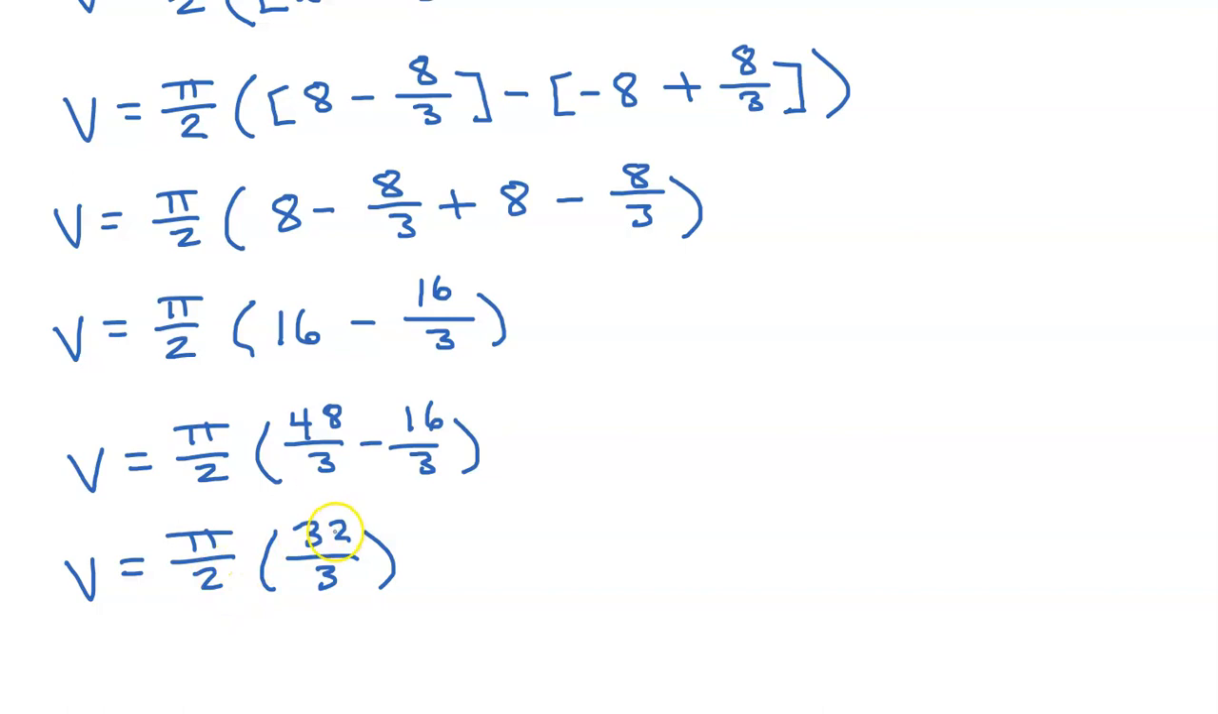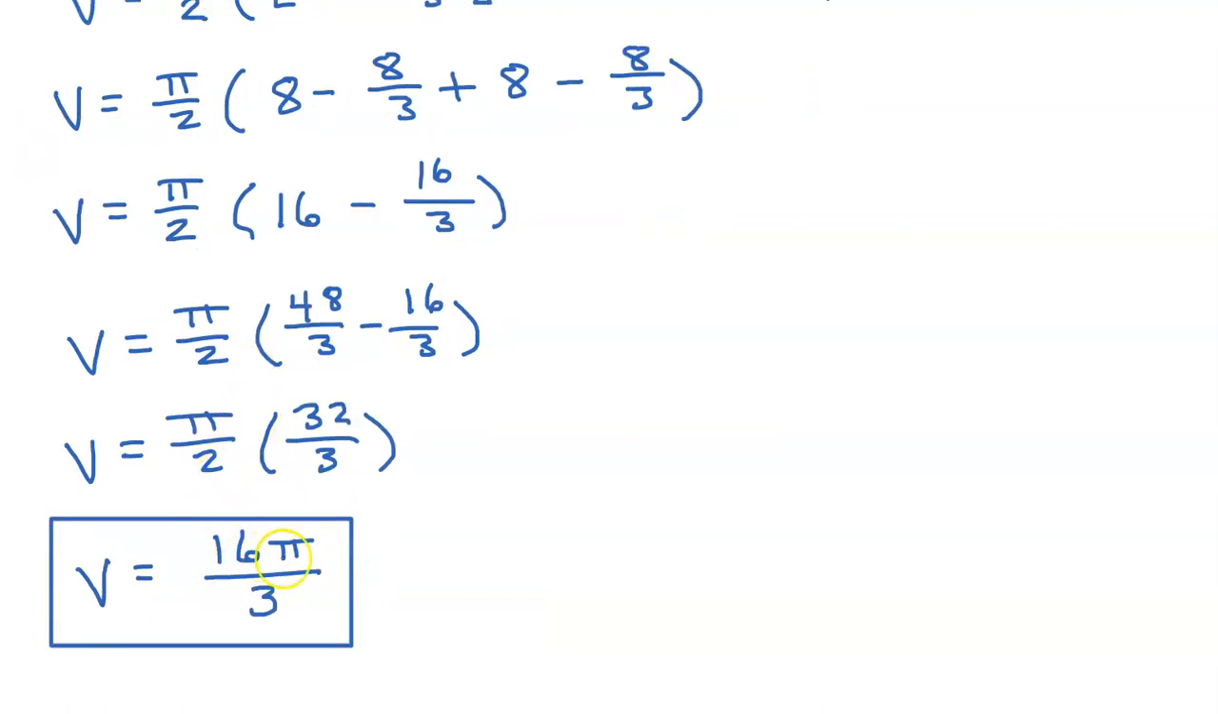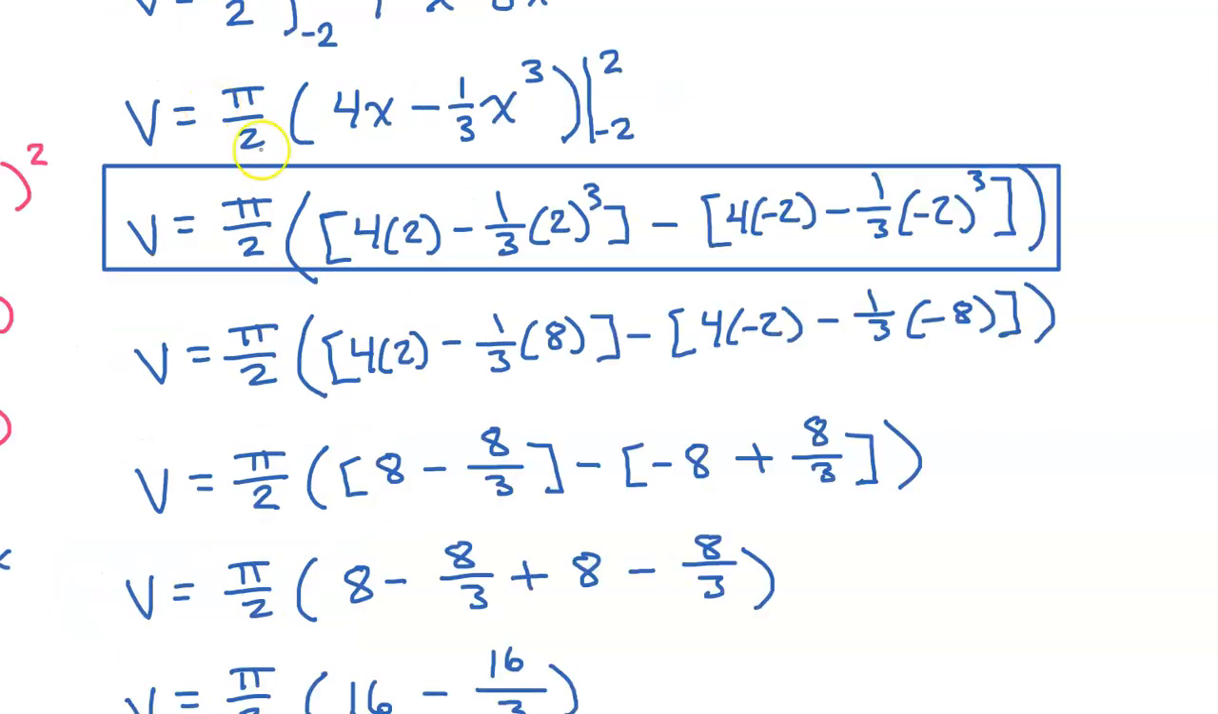2 goes into 32 16 times. So the volume of the solid is 16 pi over 3. However, if this is a free response question on the AP exam, I advise you to leave your answer in this form.